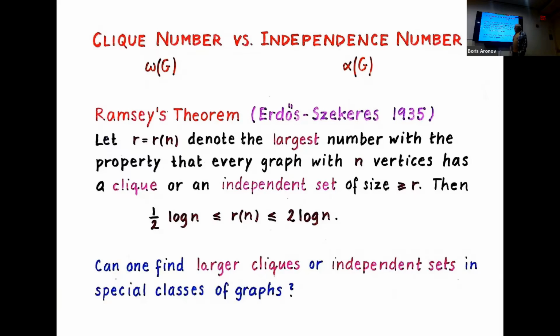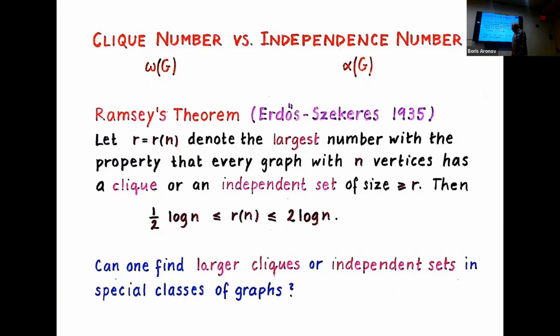So the question is, can it be improved? I just said that no, it cannot be improved. Actually, random graphs show that there are many graphs with n vertices for which we cannot find either a clique or an independent set of size bigger than log n. But perhaps for many classes of graphs, it can be improved.